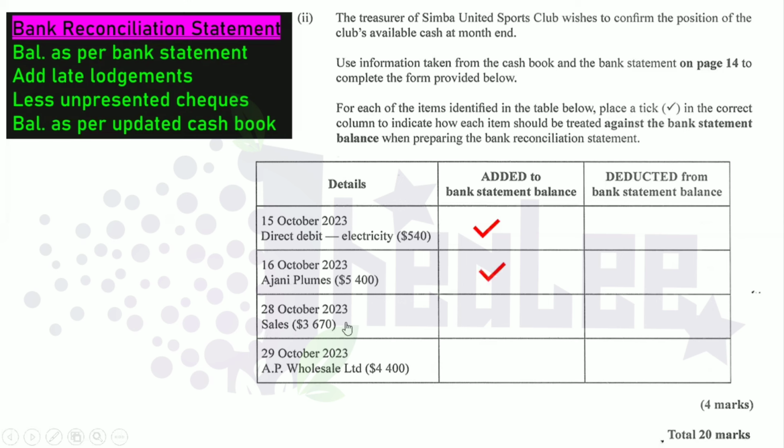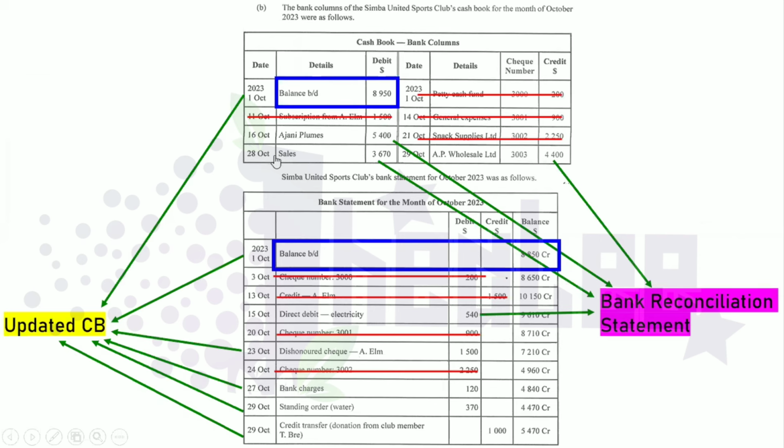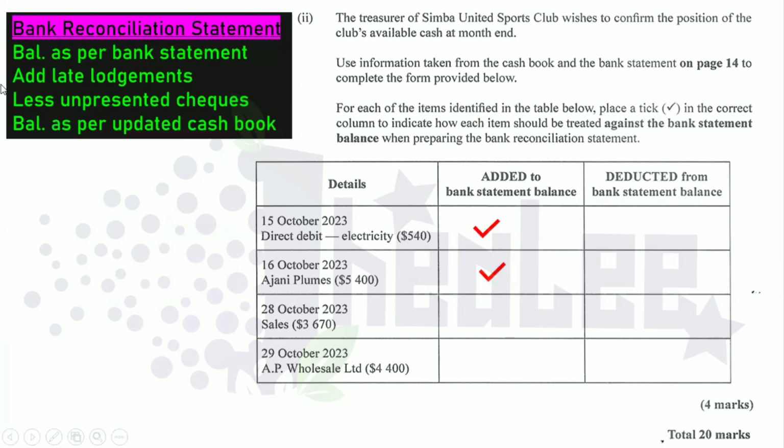The next item is October 28, 2023, sales of $3,670. Let's get back to the question to see where that was. And October 28 sales, $3,670 is on the left-hand side of the cash book, but not on the bank statement. Again, in this case, this is a late lodgement. How does late lodgement affect our bank statement balance? It's an increase in the bank statement balance because remember, based on the format, you should add late lodgements. And in this case, October 28 should be added to bank statement balance. So the check mark should be placed under added.